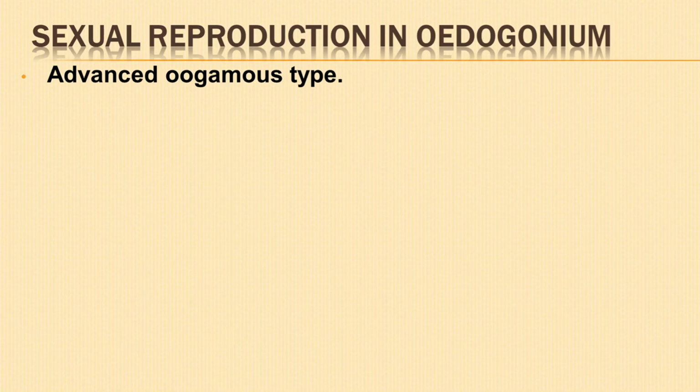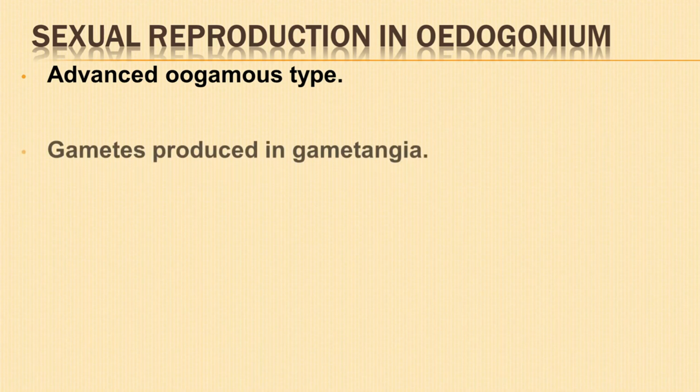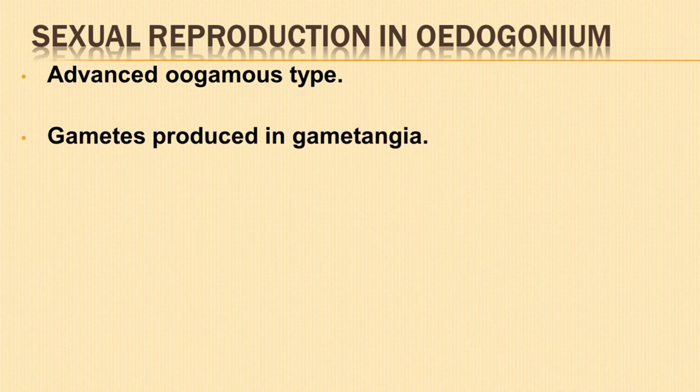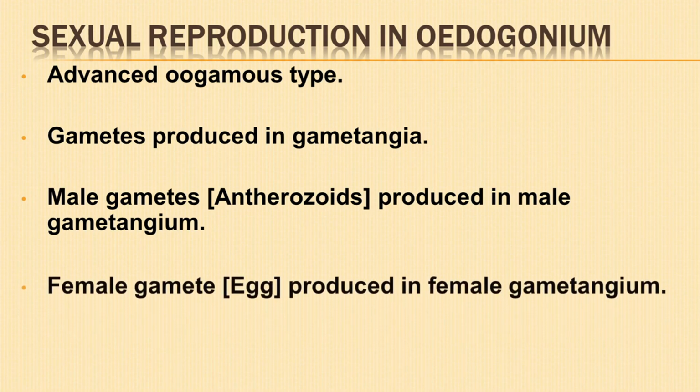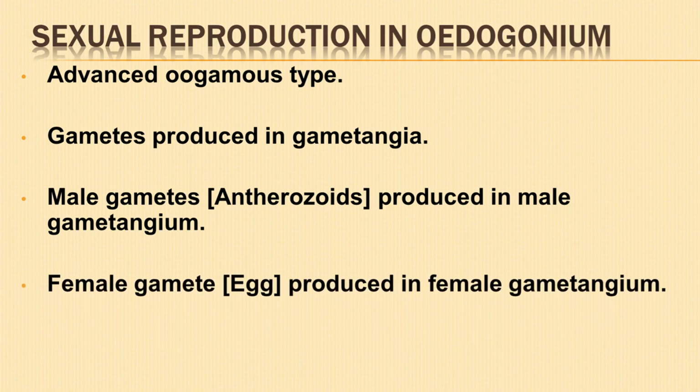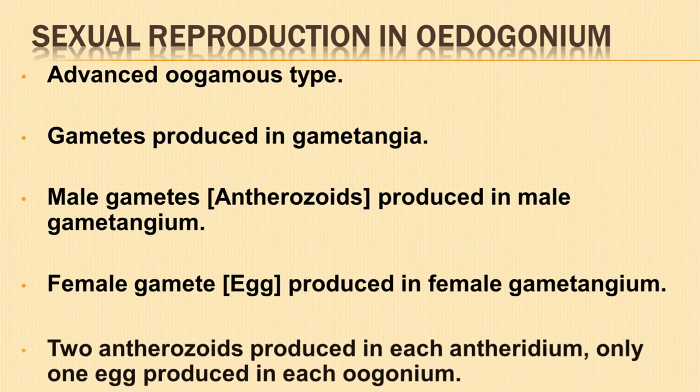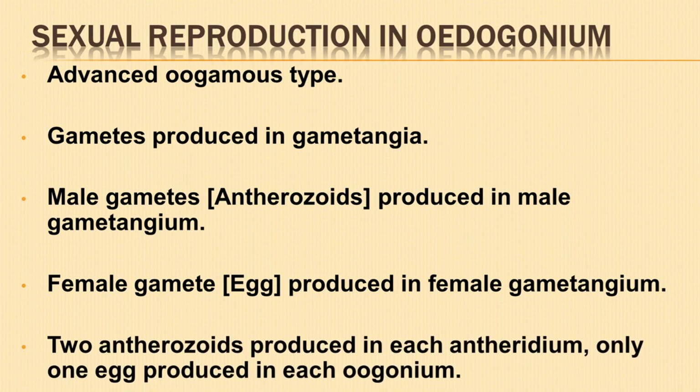Sexual reproduction in Oedogonium is an advanced oogamous type. The gametes are produced in highly specialized cells called gametangia. The male gametes or anthrozoids are produced in the antheridium or male gametangium, and the female gamete or egg is produced in the oogonium or female gametangium. Two anthrozoids are produced in each antheridium and only one egg is produced in each oogonium.